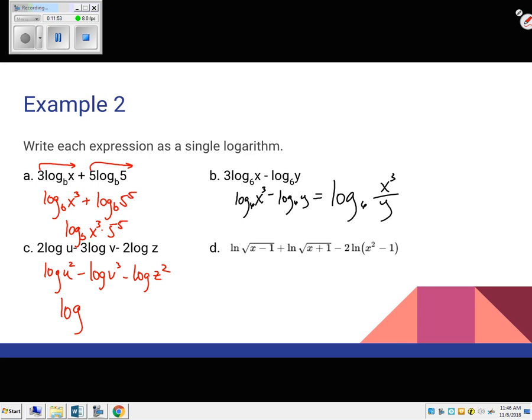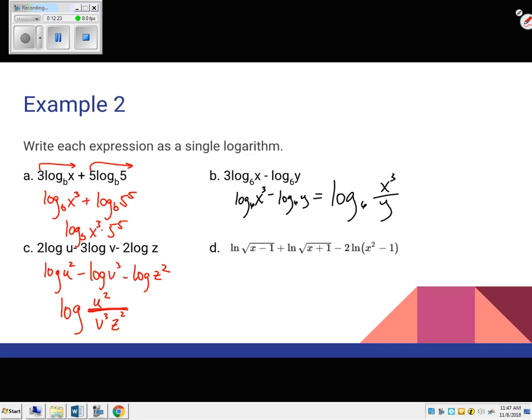So what I'm going to have is log of u squared. Since I'm subtracting the v cubed, I know that it's going to go on bottom. The big question is, what do I do with that z squared? Where does it go? Last hour, they just told me, hey, it's z squared. So if there's a minus sign in front of it, I'm dividing by z squared. I'm still dividing right here by z squared, so it's okay to put it there.